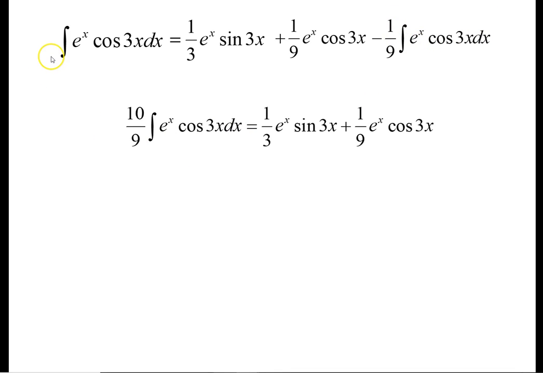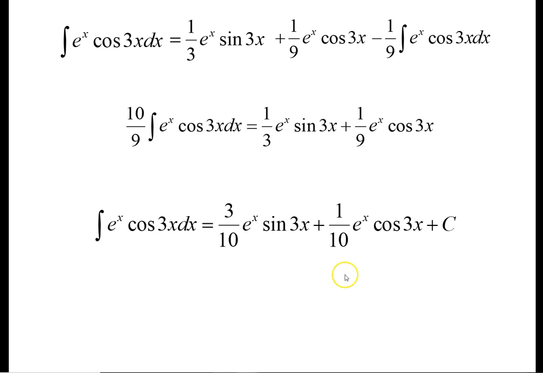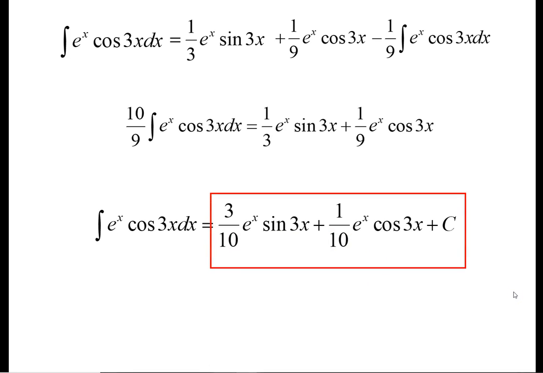When I add the 1/9, there's a coefficient of 1 in front of this integrand. So when I get a common denominator, that gives me a coefficient of 10/9. Now I need to solve for this integrand, which means I'm going to divide by 10/9 or multiply by the reciprocal 9/10. When I simplify it, I get this expression right here, and that's your antiderivative.